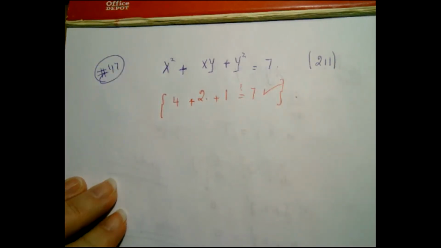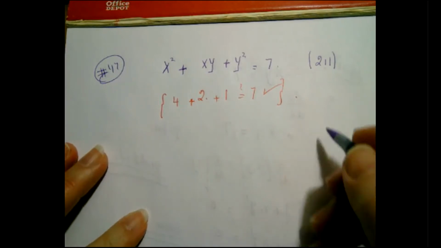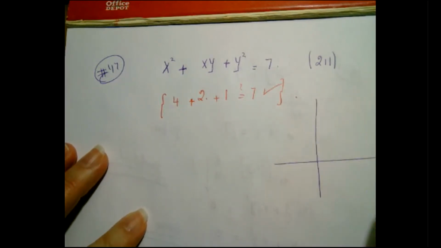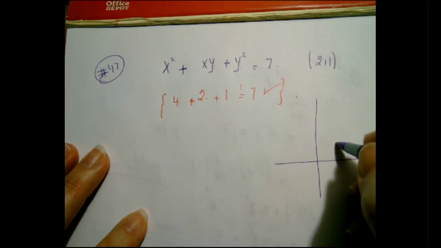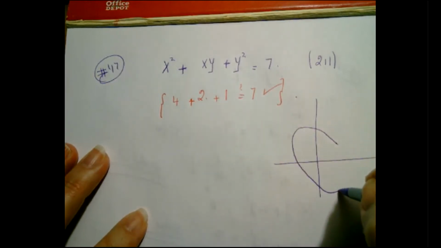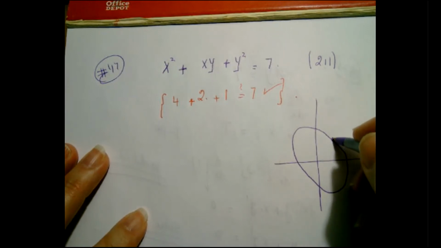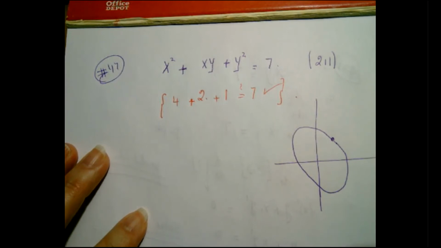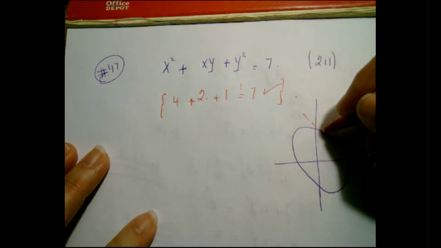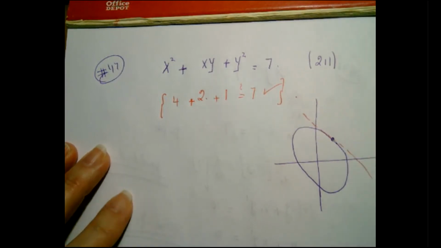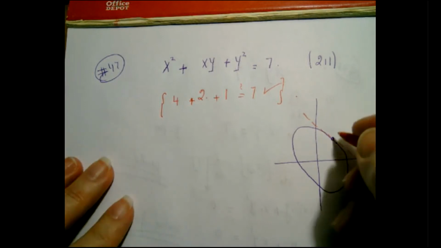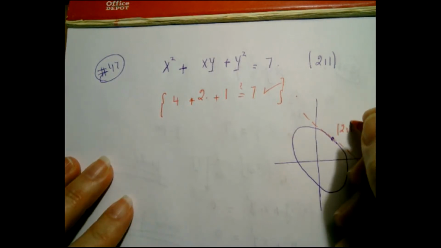And then they graph the curve. It's almost like an ellipse. In 164, you guys will figure out how to write this as an ellipse. And the point (2,1) is somewhere in here. They want me to find the equation of this tangent line. That's really what they want me to do, at the point (2,1).